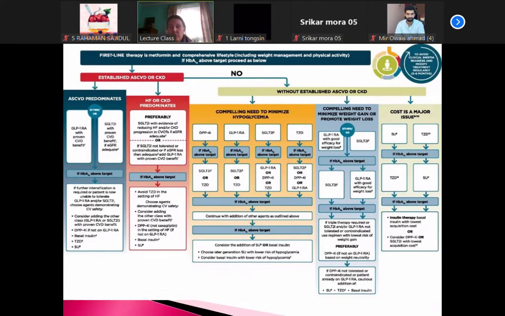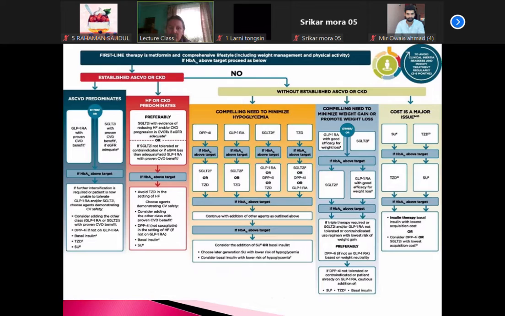First line treatment. First line means basic. Basic first line therapy is metformin. Metformin is a basic medication for treatment of most patients with type 2 diabetes, plus lifestyle changes. Lifestyle is diet plus physical activity plus weight management for people who have obesity. If HbA1c is above target, most patients should have less than 7% after 3 or 6 months after we start treatment.